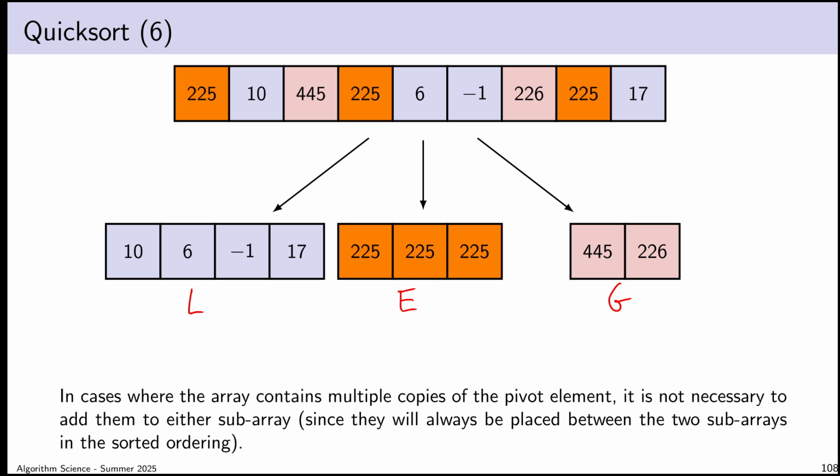Now, in certain cases, but not in general, and I'll leave it to you to think about why this doesn't apply in general, in certain cases, you don't actually have to store E explicitly. You can just say, look, there's 225, there's 3 of them in there. Just keep track of how many of them there are. Don't actually make a whole list.